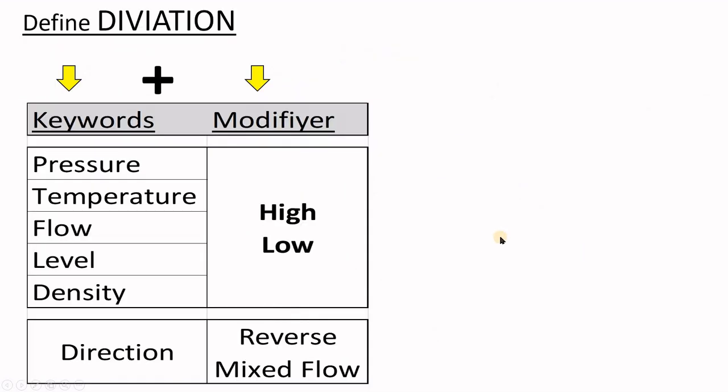So in the charter, we define keywords or guide words. Those guide words are pressure, temperature, flow, level, and so on. And then we ask, what is the risk if there is a deviation in the pressure by going very high or very low? So our deviation would be pressure going high, temperature going low, and so on. So the first step is to define the keywords and the modifier for each one of these.